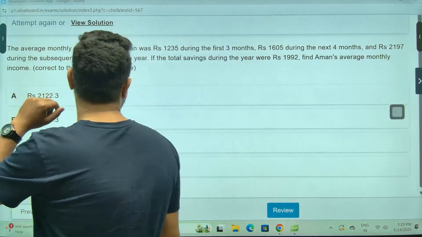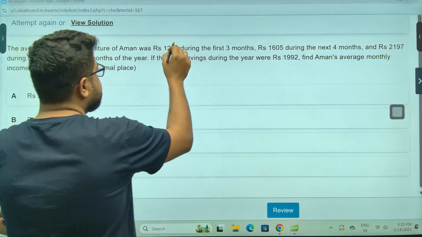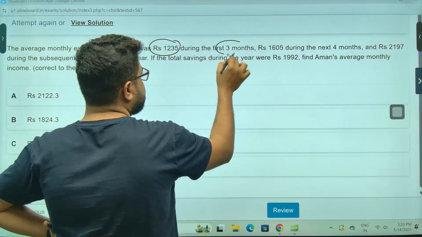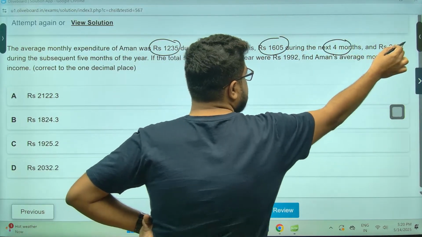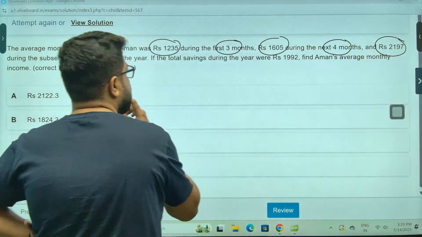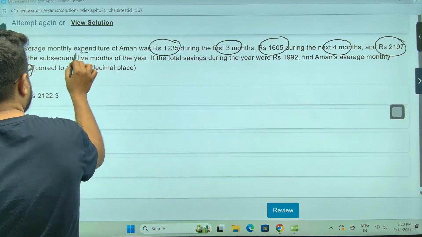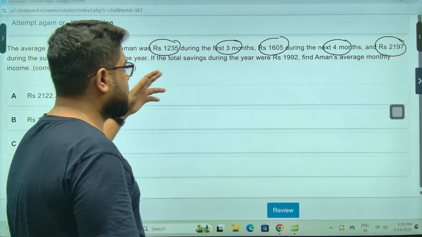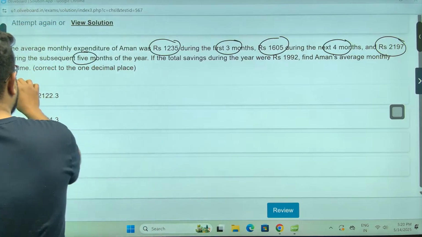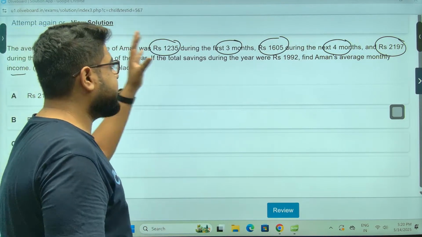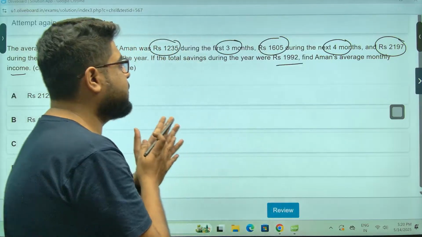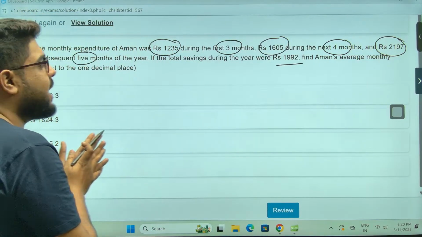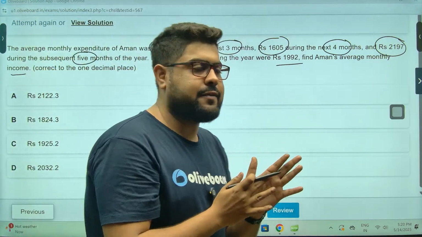Average monthly expenditure of Aman: this much for the first 3 months, this much for the first 4 months, this much for the next 4 months, this much for the next 5 months. Total is this monthly income. Income means expenditure plus savings. Savings is given. Achha, they are asking for the average, na? Let us take the average, sir.